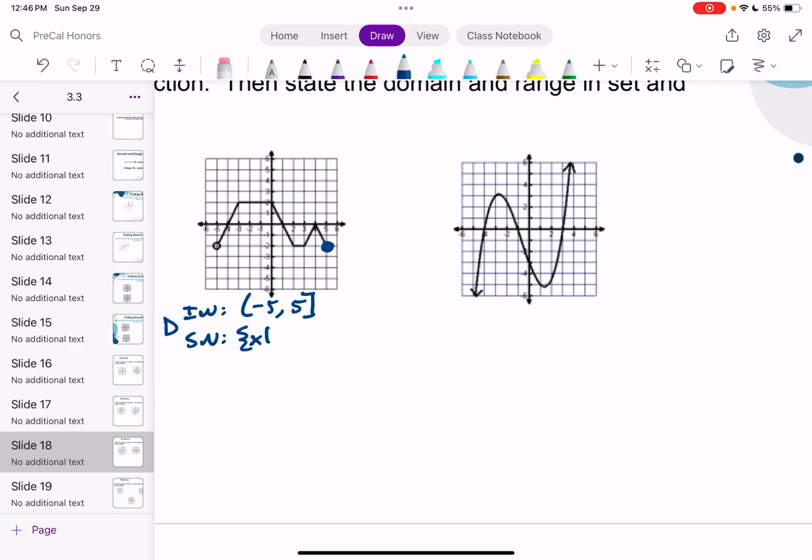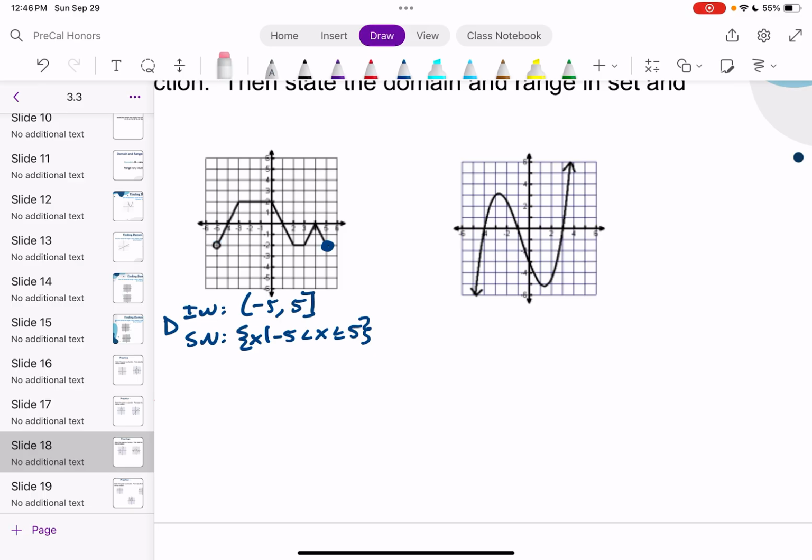It's extremely important to notice that there's a closed circle and an open circle. It is very easy to just skip over those. Make sure that you're writing out those parentheses, those brackets wherever needed. For set notation, we would go from -5 is less than x, which is less than or equal to 5.